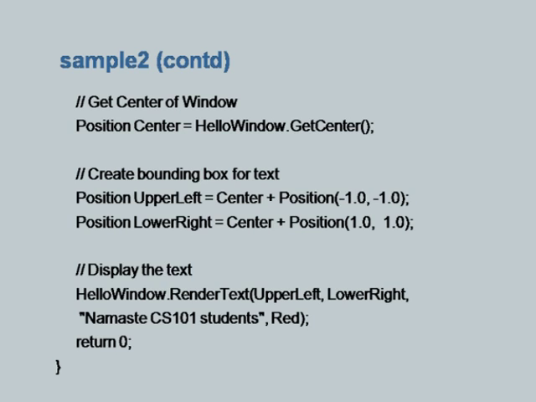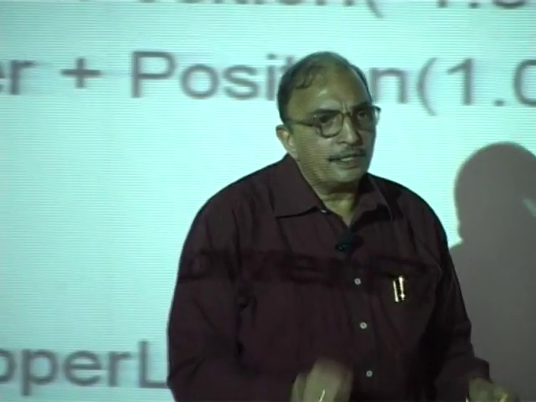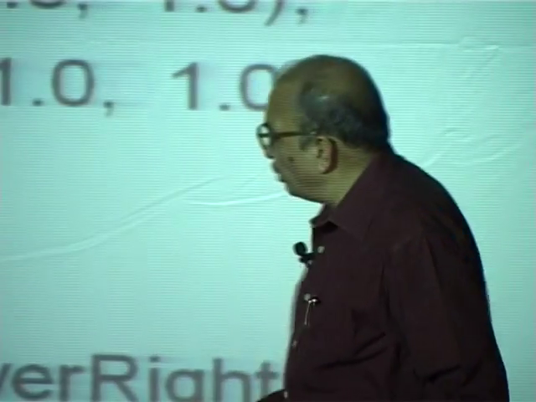And what is the text I wanted to write? Well, namaste CS101 students. And I want to write it in red color. Just this single call to member function called render text will write all this in that window. And later on you can do the same thing if you want, wait for a character input and close.